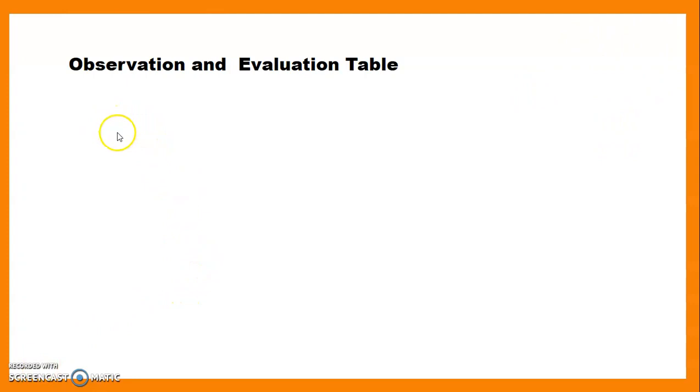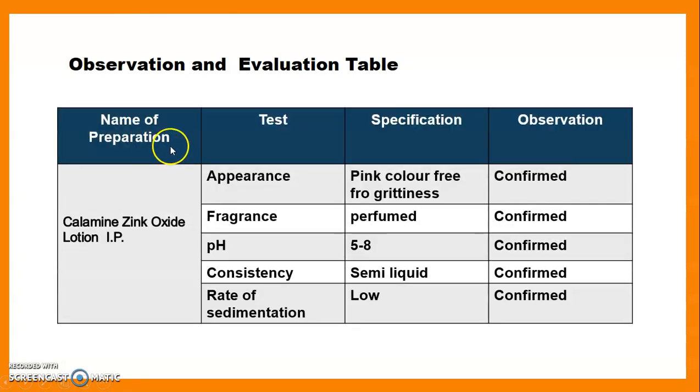After going through the stepwise procedure in the laboratory, we move towards the observation and evaluation table. The observation and evaluation table is maintained in such a manner. It contains the name of the preparation, test, specification and observation. Name of our preparation is calamine zinc oxide lotion IP. Test: appearance. We see in the laboratory, appearance of our preparation is pink color, free from grittiness, we confirm that test.